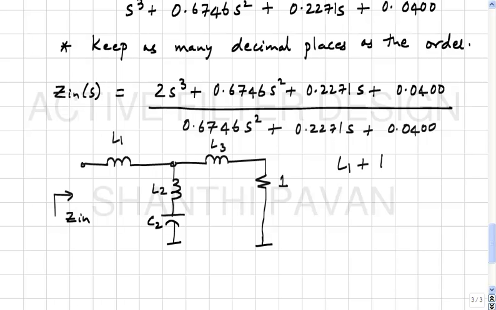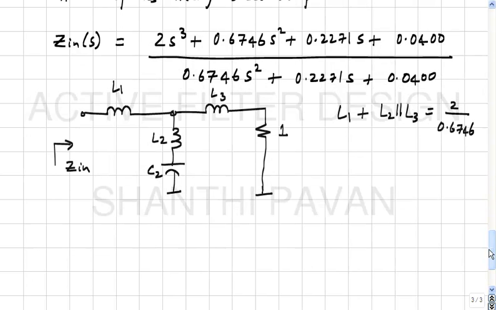L1 plus L2 parallel L3 must be 2 by 0.6746, correct? All right, but we don't know L2 or L3. You understand? Okay, but please note, it's not immediately obvious that, while this is an equation, it's not uniquely giving us the value of L1 like the last time around.